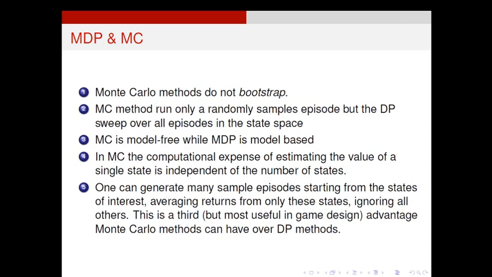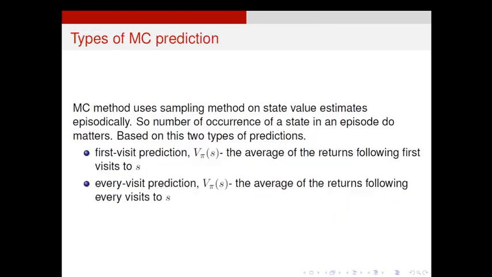This is the third but very important piece of information for making use of Monte Carlo methods in the development of games. That is another thing: we can start an episode from any state. It doesn't matter. But in the case of MDP, Markov decision process, we have to start from the root state and we sweep over all other states to the end state. That is the main difference.